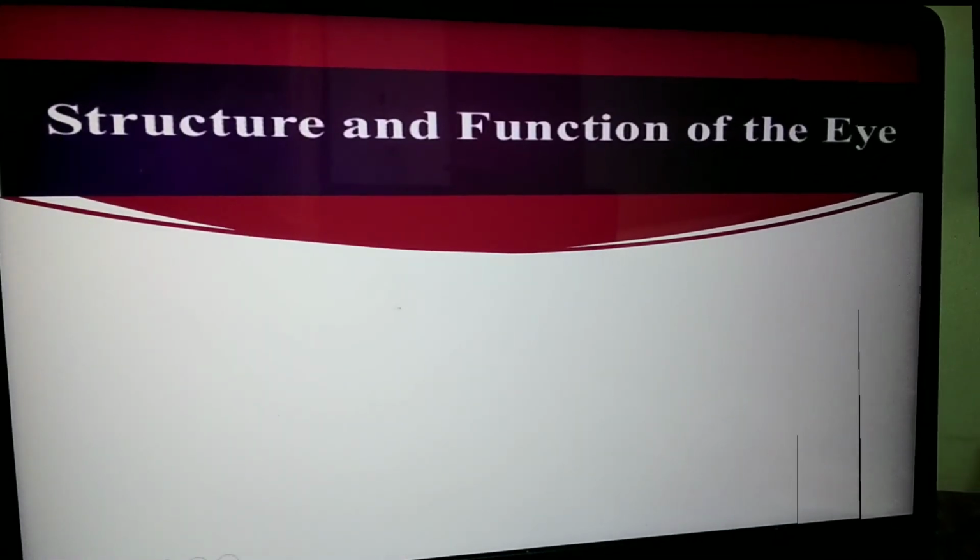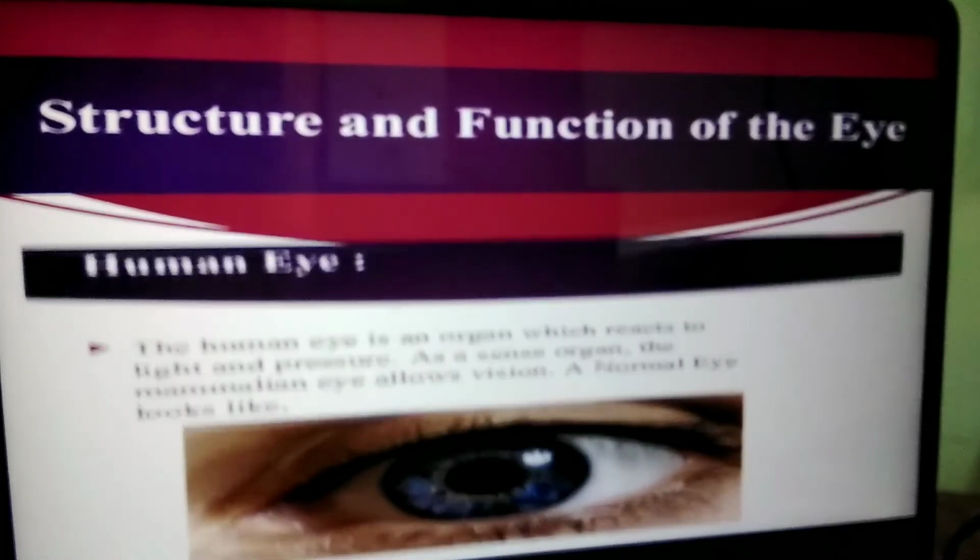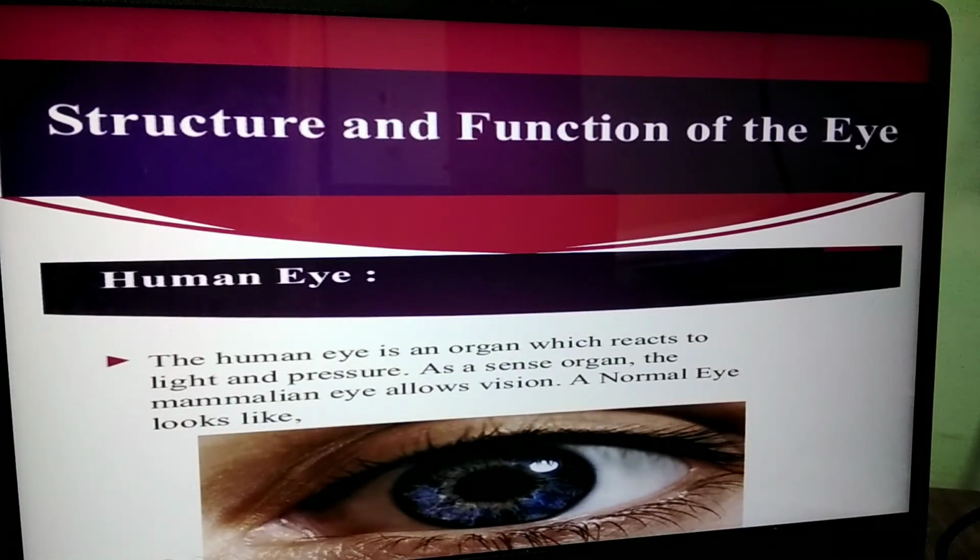Now coming to the structure and functions of the eye. The human eye is an organ which reacts to light and pressure. As a sense organ, the mammalian eye allows vision. A normal eye looks like in the given picture.